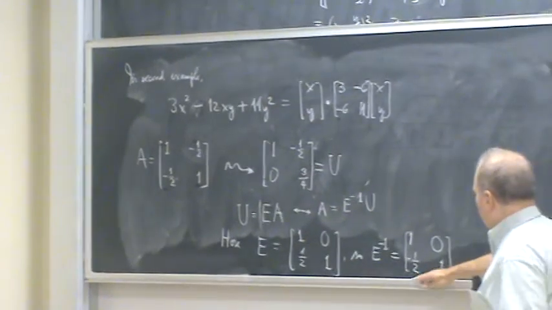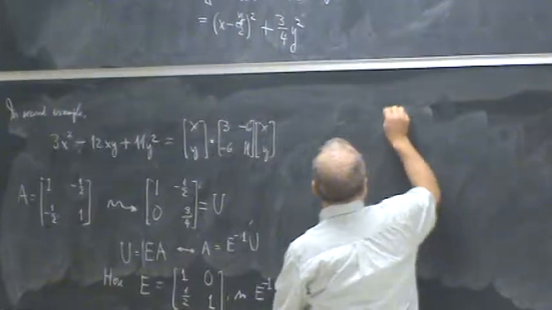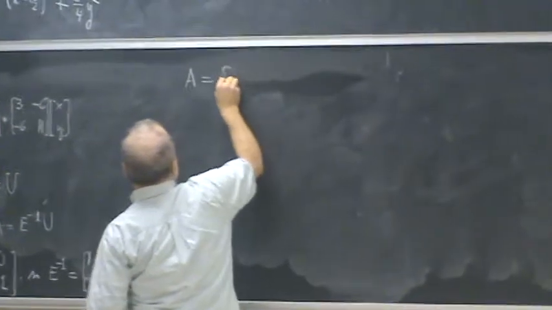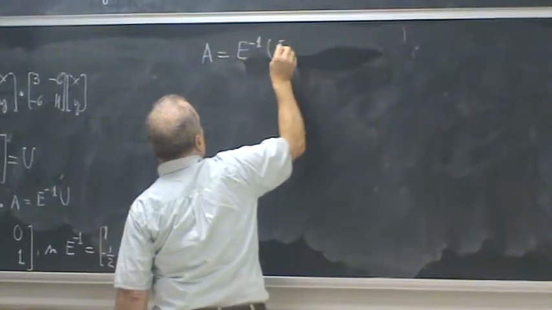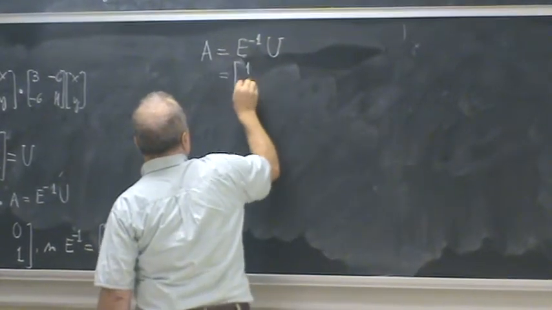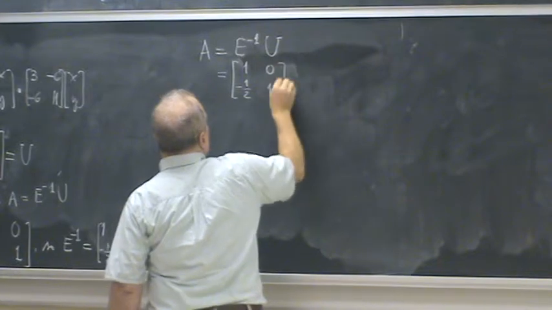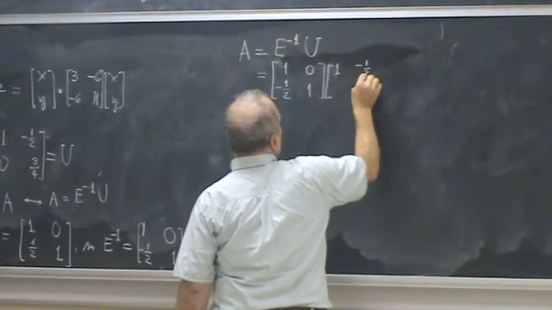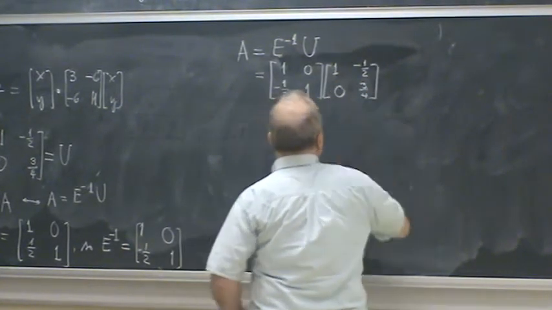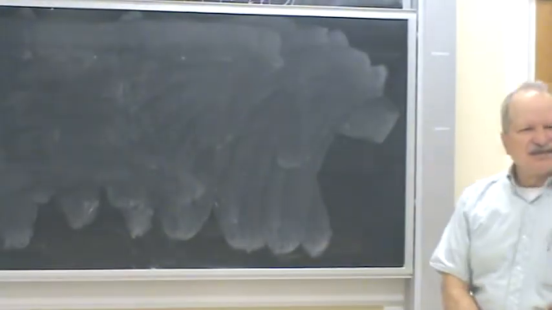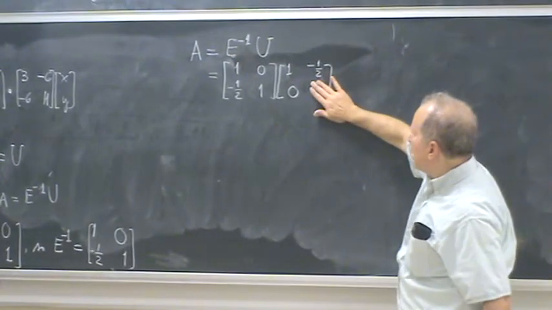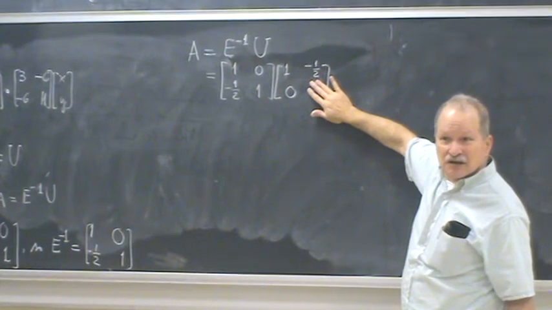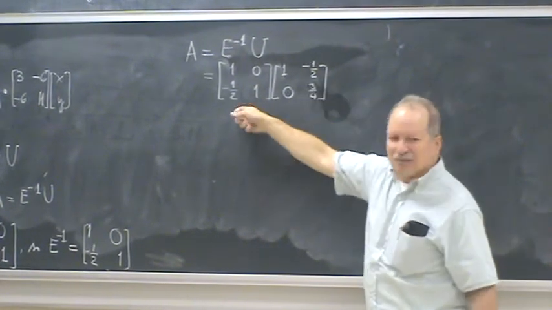So what do we have here? We have that A is E inverse times this upper triangular echelon matrix, which is this times this. And it sort of looks compelling. If there were a typo here, you might think that this matrix was the transpose of that matrix.